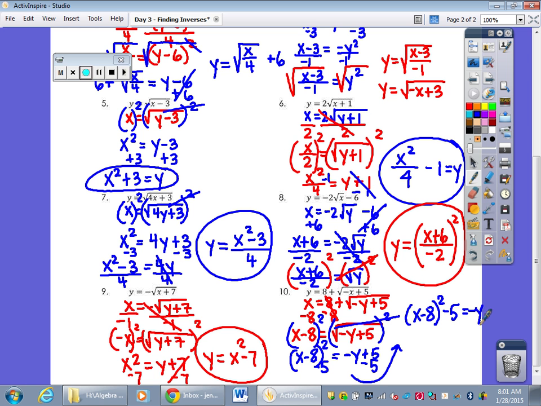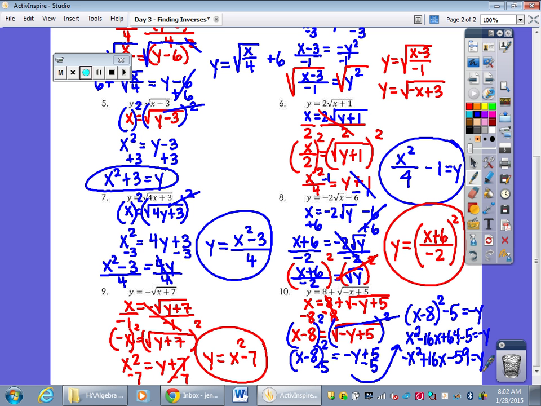negative y. And then you need to go through and make everything negative, to divide by a negative 1. So at this point, we're going to have to go ahead and multiply this x minus 8 squared. So this would become x squared minus 16x plus 64 minus 5 equals negative y. And so I'm going to end up having negative x squared plus 16x. 64 minus 5 is 59, so minus 59 equals y.